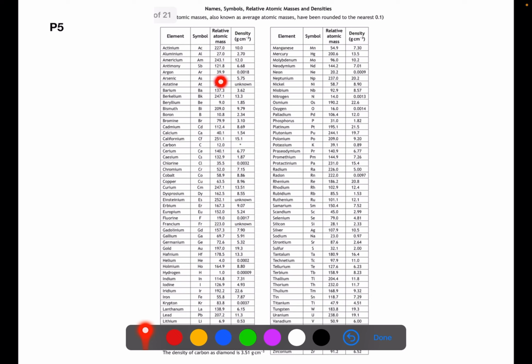with their symbols and their relative atomic mass. These relative atomic masses have been updated to be more accurate. You will need to use these when doing gram formula mass for calculations.